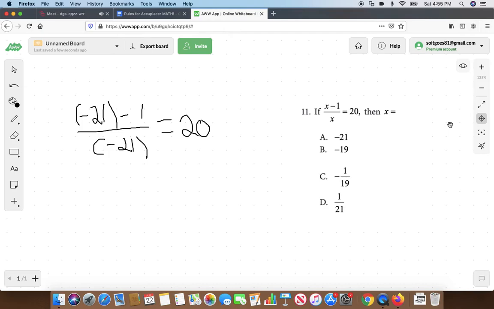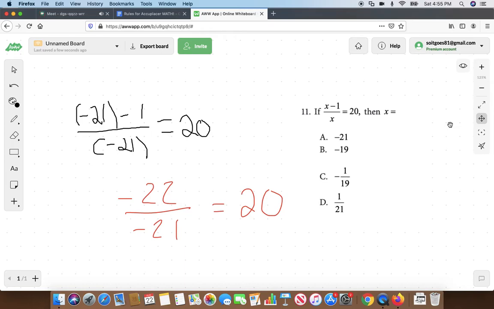-22. Absolutely, right? You got -$21 in your bank account. You take away another dollar, you got -$22 in your bank account. So that's -22 over -21 equals 20. Now, before we calculate that, look, I don't know what -22 divided by -21 is. I have no clue. But I don't care. Is that going to give me 20? No. There is no way it's going to give me 20.